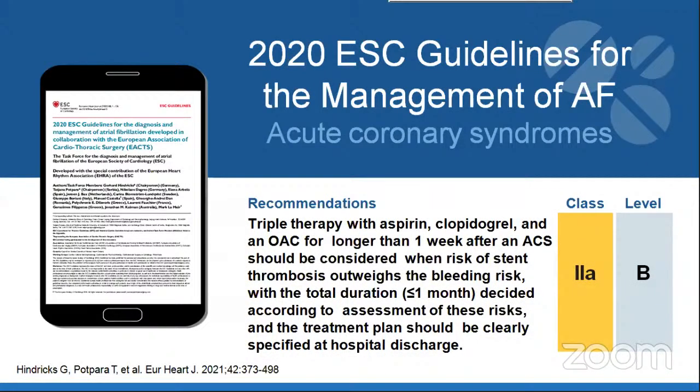Triple therapy with aspirin, clopidogrel and oral anticoagulant for longer than a week after acute coronary syndrome should be considered when the risk of stent thrombosis outweighs the bleeding risk, with a total duration equal to or less than 1 month, decided according to the assessment of risk factors in the treatment of this patient. Next.